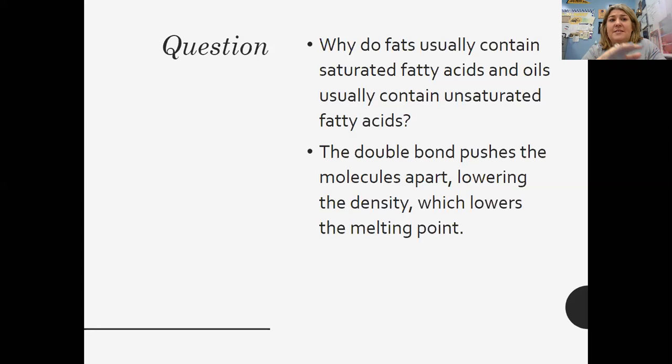Fats do that because they are saturated. There are no double bonds, there are no kinks, everything lays perfectly, it stacks perfectly. And so because it stacks perfectly, it causes the melting point to be higher, and so it does not melt at room temperature. Now with oils, because there's a double bond, it makes it kink.